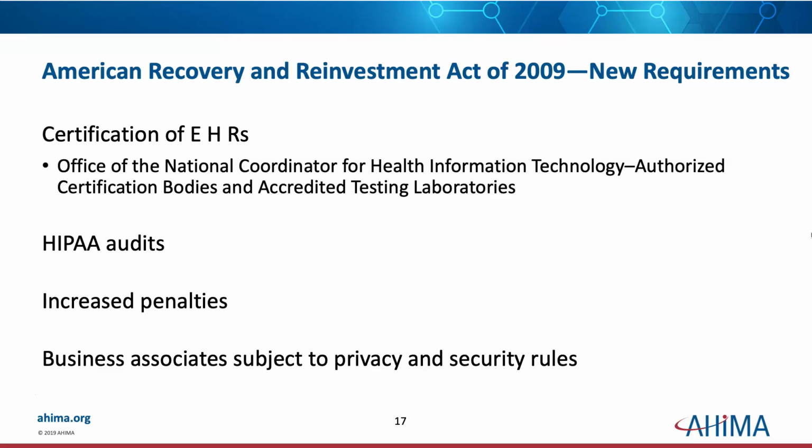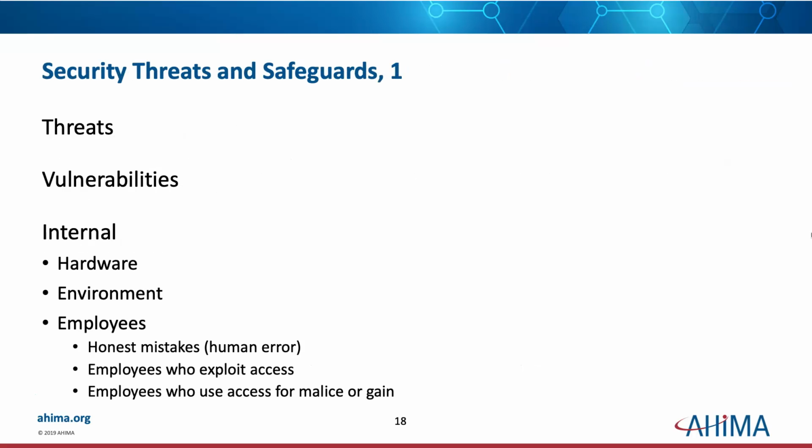ARRA, here in the middle of page 221, talked about introducing new requirements related to security, such as certification of EHRs, or CEHRT, mandated HIPAA audits, increased severity of penalties, and said that business associates were subject to privacy and security regulations just like covered entities. We're now on page 222.